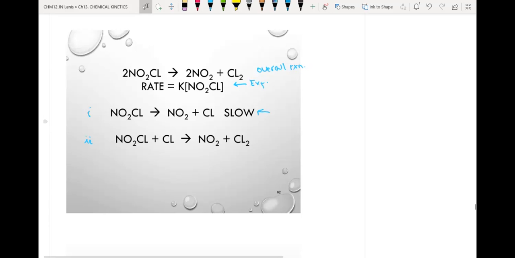So from here, we are going to write the rate for that step. So the rate for that step is going to be k times the concentration of NO2Cl.